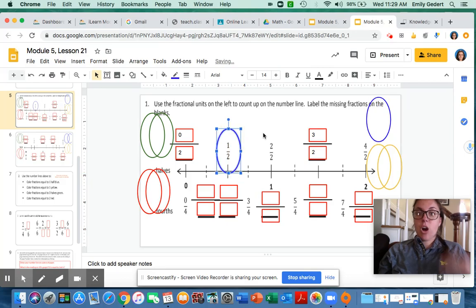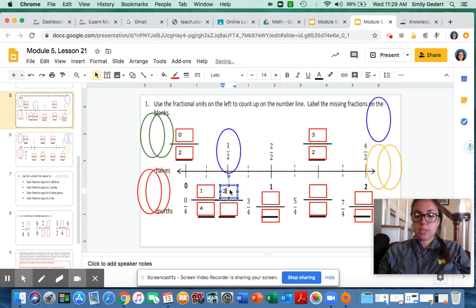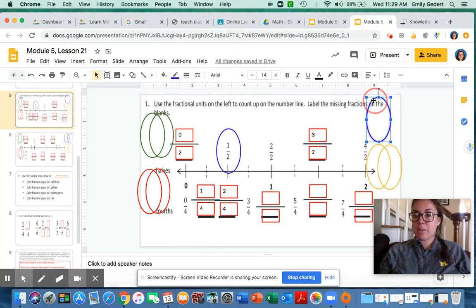Now, it said all fractions equal to 1/2. So on this number line, it's going to be the top fraction and also this bottom fraction. So if I was counting by fourths, this would be 0/4, this would be 1/4, this would be 2/4. So 2/4 is the same as 1/2 because they're in the same spot on the number line. I'm also going to move that blue circle over there.